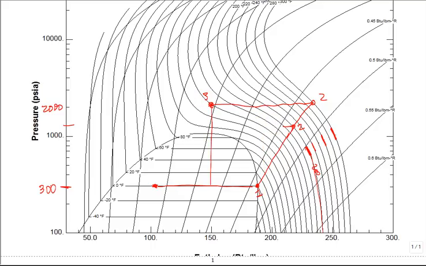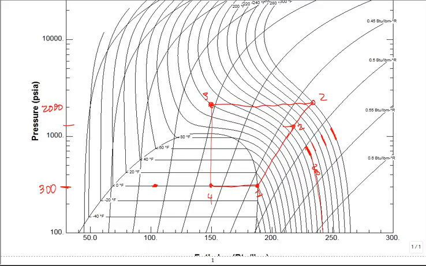And now what is my quality at state 4? Yeah, 60, 70%. Which means I'm only getting cooling on about 30% of the mass flow. 70% is going for the ride. How can you get more? Well, let's stop here and make the analysis, okay?